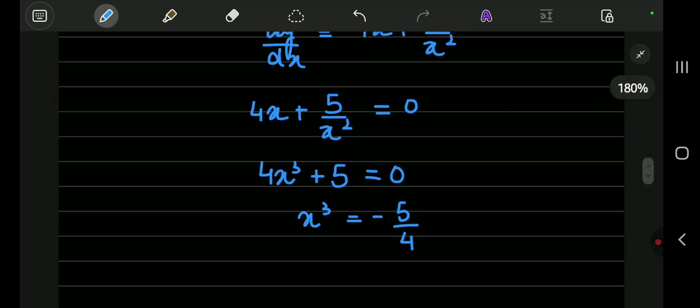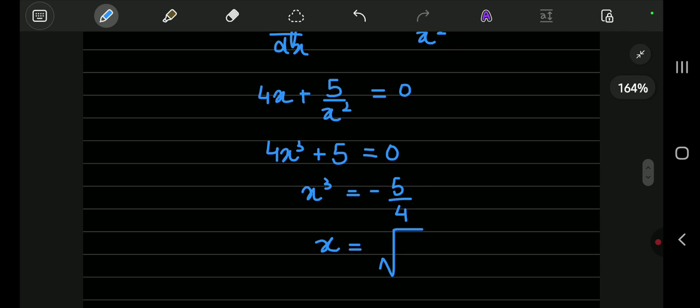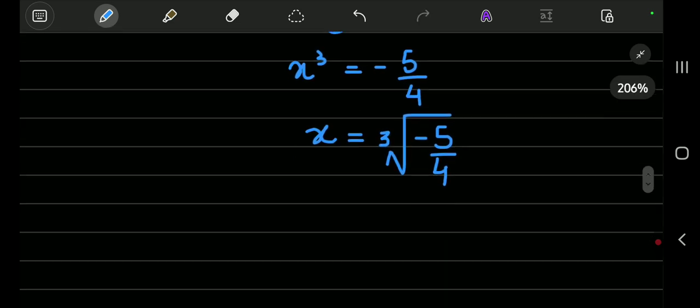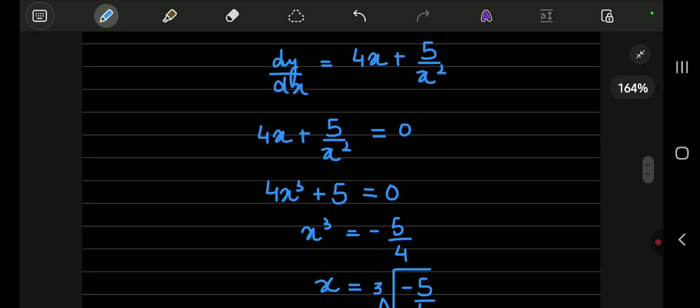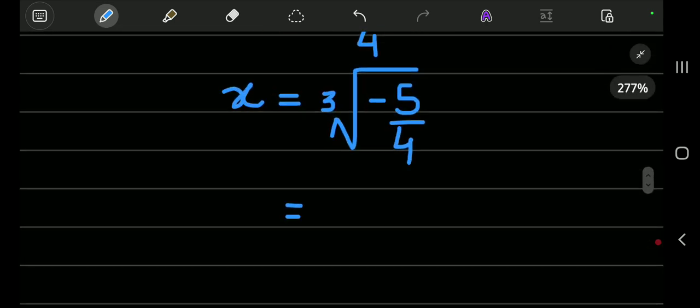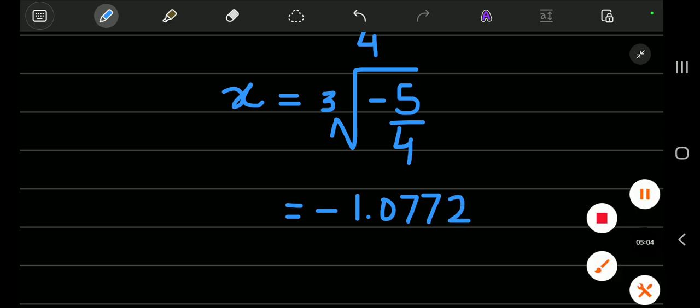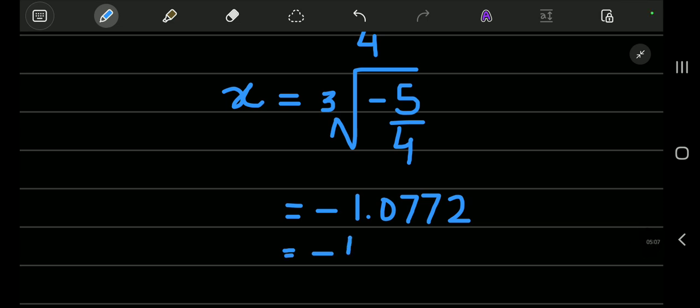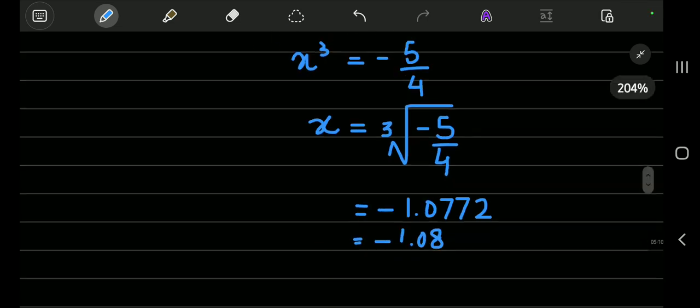And x will be equal to, taking the cube root on both sides, some decimal value, and the decimal value should be up to 3 significant figures. So first write down what it is. It is minus 1.0772. So up to 3 significant figures, it would be minus 1.08. Now we need to find the coordinates.